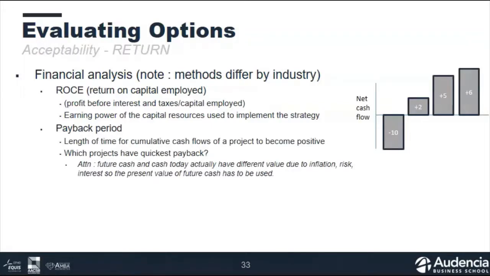So what we're going to do is we're going to look at our initial investment in our strategy, let's say minus 10, and we'll look at, well, what's the cash flow, the net cash flow that it's generating every period as it exists. And we'll look at the length of time for the cumulative cash flows of a project to become positive. So if we've got negative 10, we've got positive 2, we've got plus 5 cash flow, we have positive 6 cash flow. Well, how long do we have to wait to pay back the negative 10?